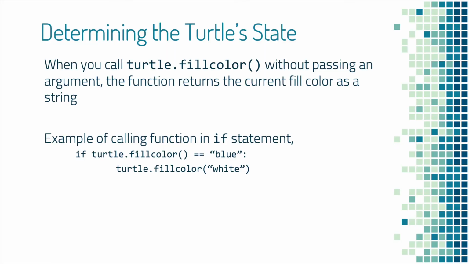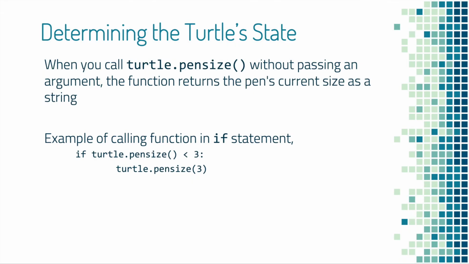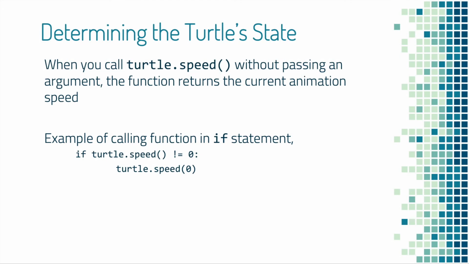We can do the fill color as well. So we can switch the fill color from blue to white, just like that, depending on if it's blue, but if the fill color is red, we won't change it at all. We can check the background color here, same way. We can do the pen size, same way. We can do the speed, same way. If it's not instant, set it to instant.